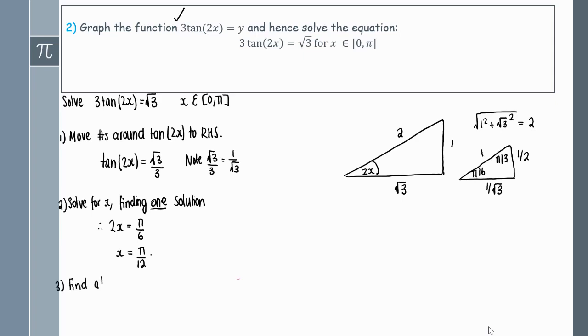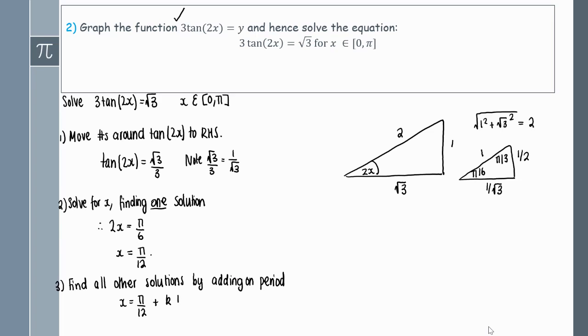Step 3 is to find all solutions. So that is only one solution. There might be more for our equation between the domain x is within 0 and pi. So remember that the solutions will occur every period. So we have x equals pi on 12, but we're going to keep plussing on a period or subtracting a period to find all of the answers.